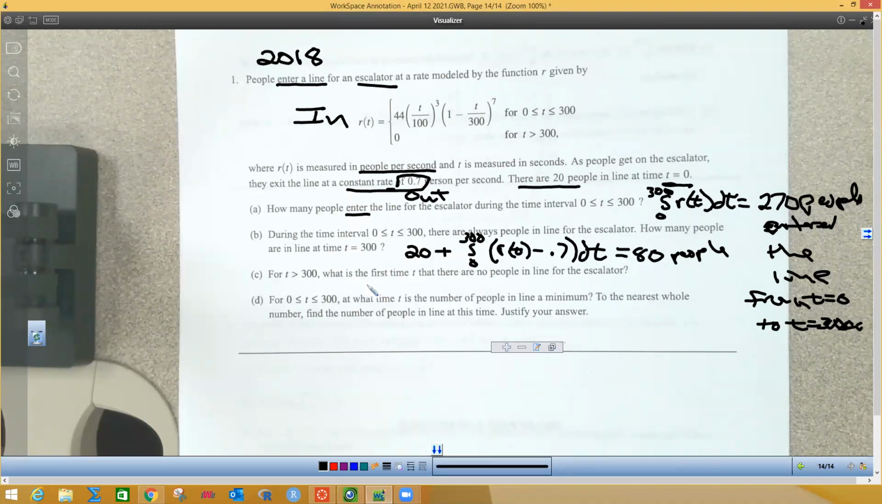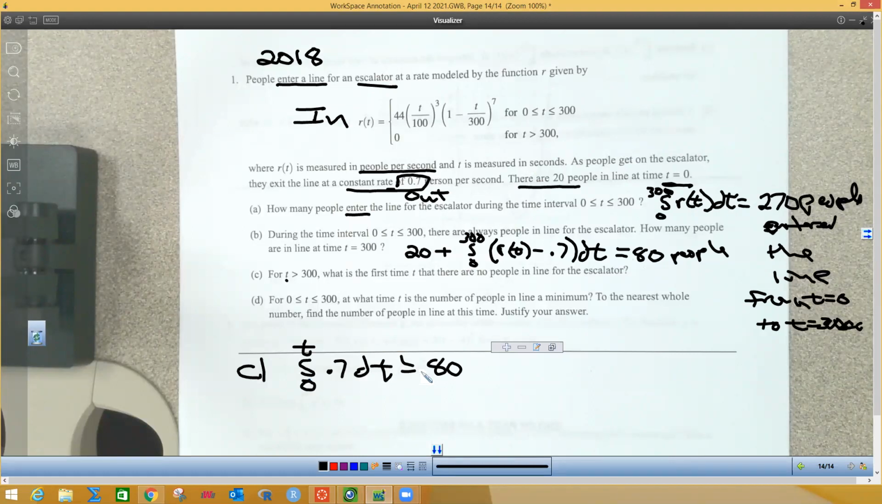Now for part C, it says, what is the first time t there are no people in line for the escalator? Now this says for t greater than 300. So what I'm going to do is the integral from 0 to t, and I'm looking for the time when the people getting off the escalator equals the 80 people that remained in line at time 300.